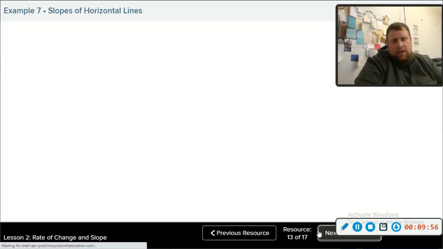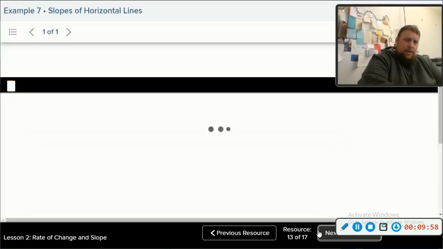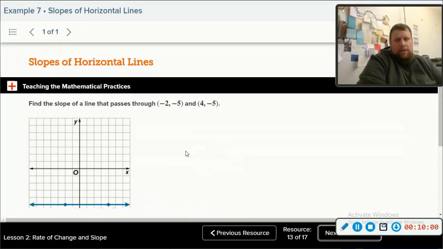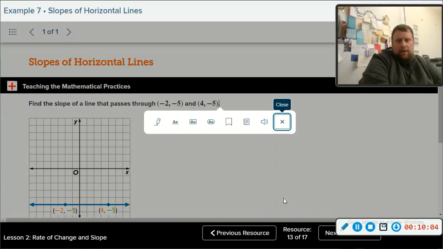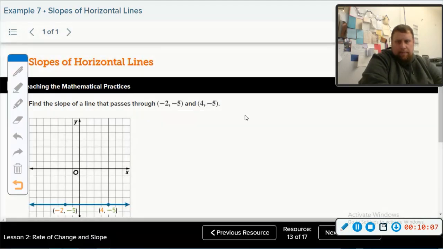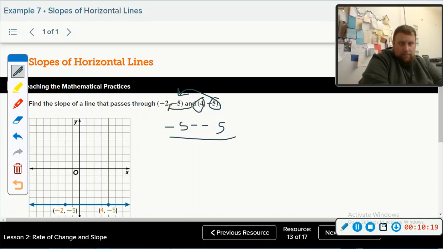And we just got done talking about this. The slope of a horizontal line is simply going to be 0. And I can do that mathematically. Let's do it. So I'm going to have -5 minus -5, so -5 minus -5 all over 4 minus -2. So again, both are going to turn into a plus.